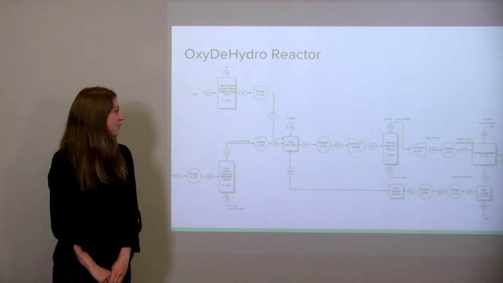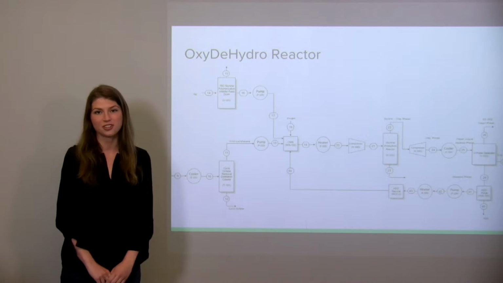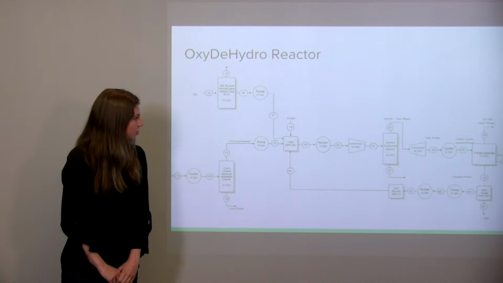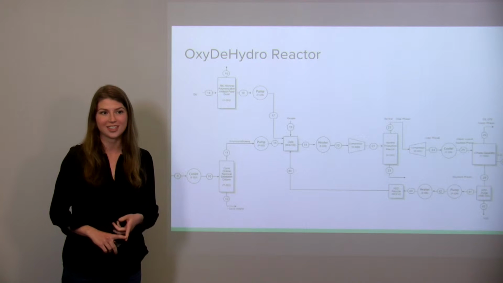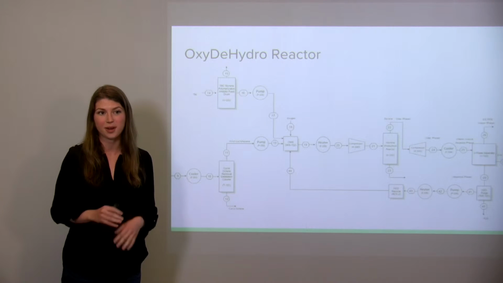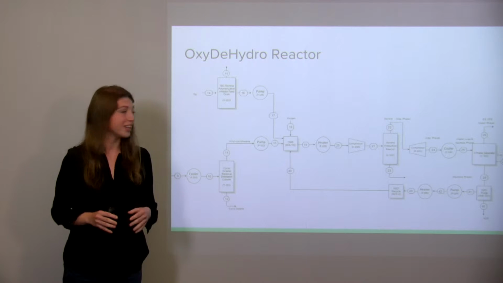So the oxydehydro reactor is operating at 700 degrees Fahrenheit. And then the product stream coming out of the reactor is mainly styrene and has to go through a compressor and a cooler to get it at optimal conditions so that we can separate out the styrene and the impurities.